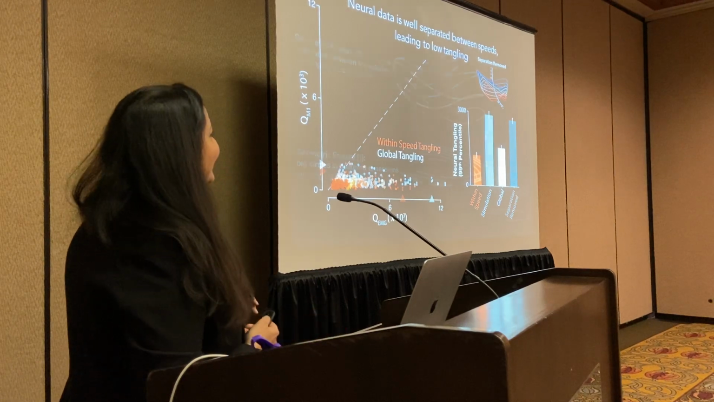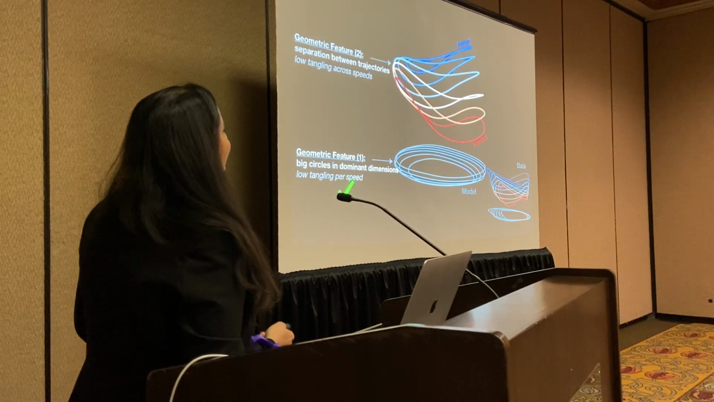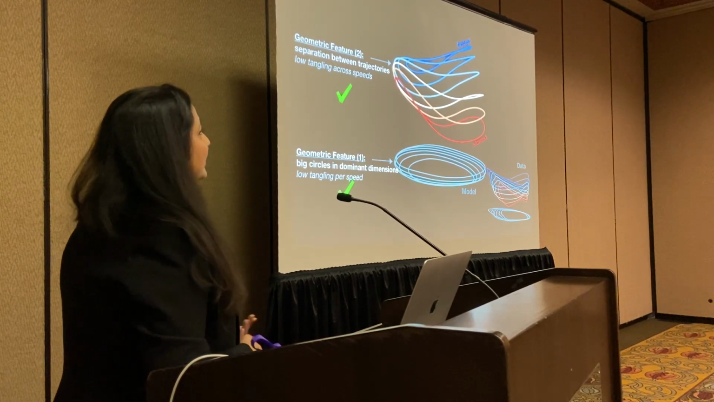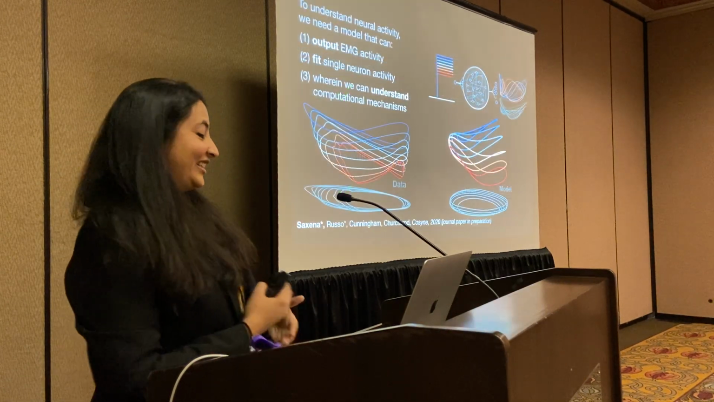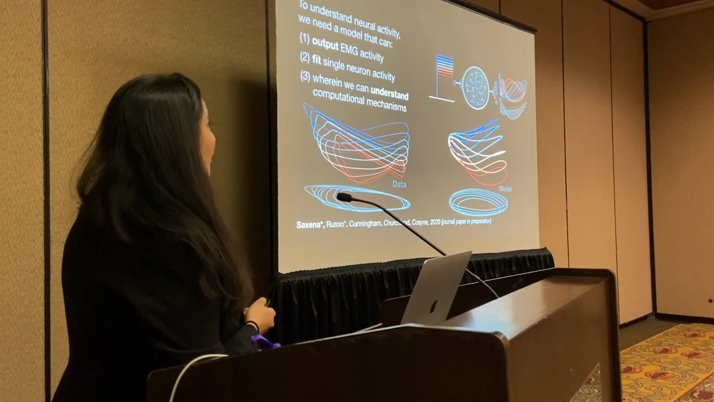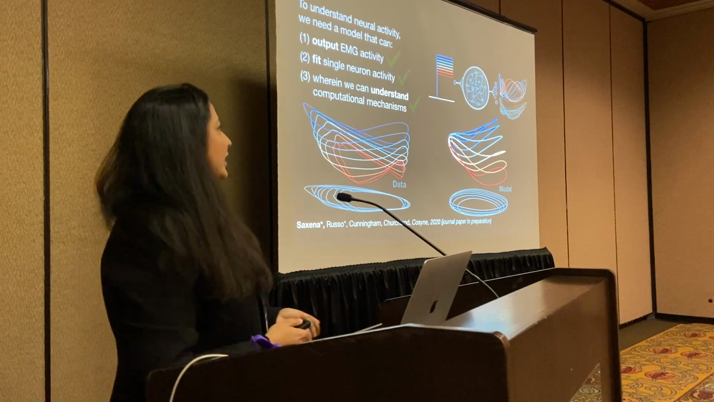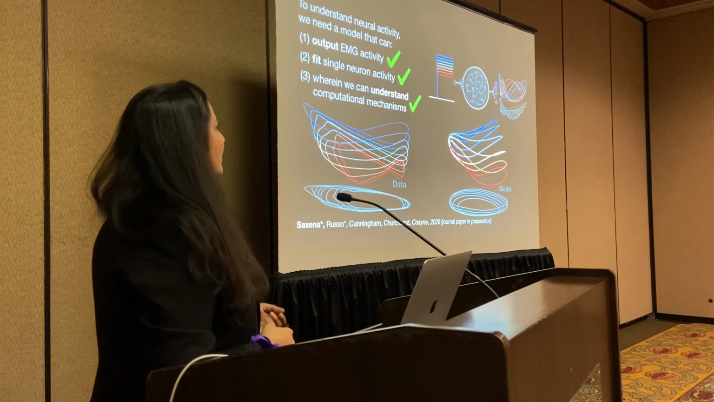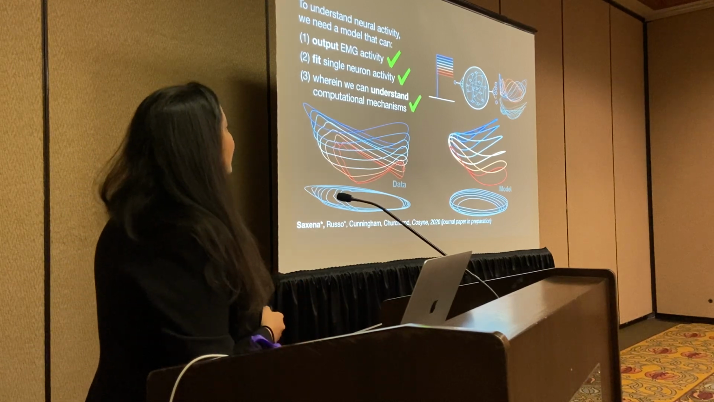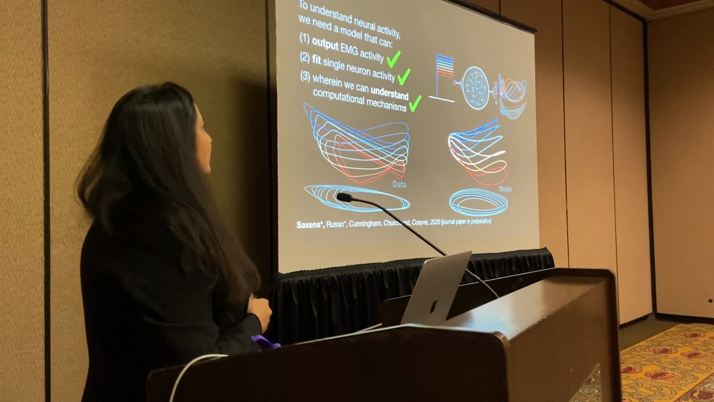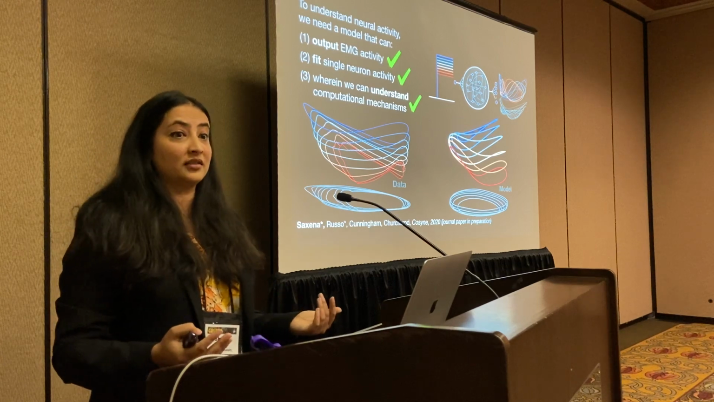Okay, so that basically quantifies our second geometric feature. We see very clearly that the separation between the trajectories is what leads to low tangling across speeds. And that is the last bit of that model where we can really understand the computational mechanisms of this RNN that's leading to fitting our neural data really well. So this gives us a model that gives us all three things. It can output EMG activity, fit single neuron activity, and also we can actually understand the computational mechanisms underlying it.